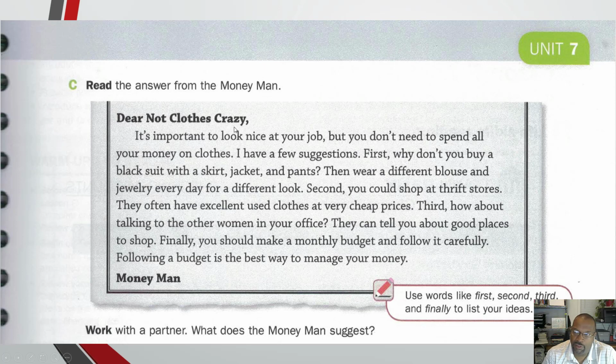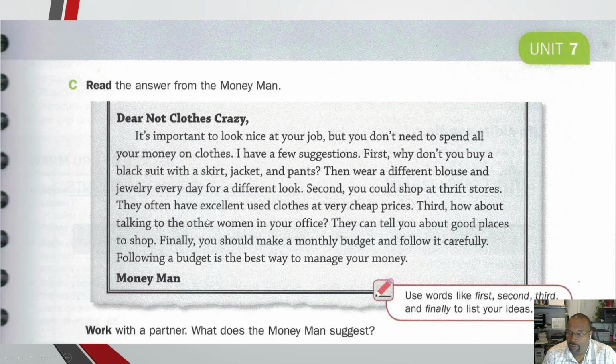Dear Not Clothes Crazy, it's important to look nice at your job, but you don't need to spend all your money on clothes. I have a few suggestions. First, why don't you buy a black suit with a skirt, jacket, and pants? Then wear a different blouse and jewelry every day for a different look. Second, you could shop at thrift stores. They often have excellent used clothes at very cheap prices.